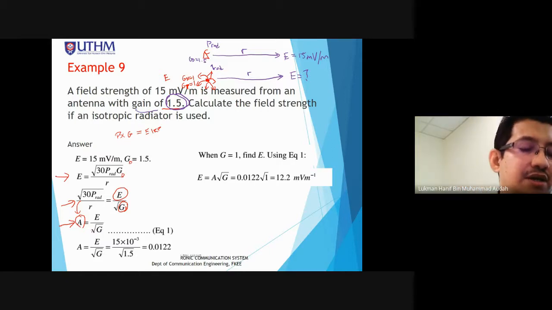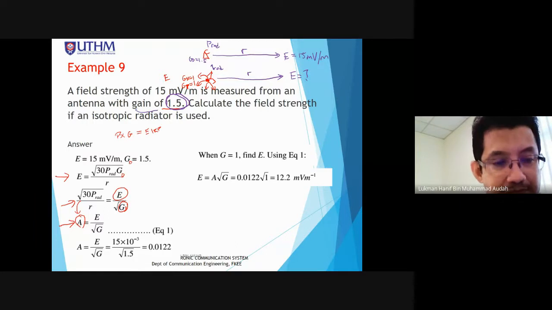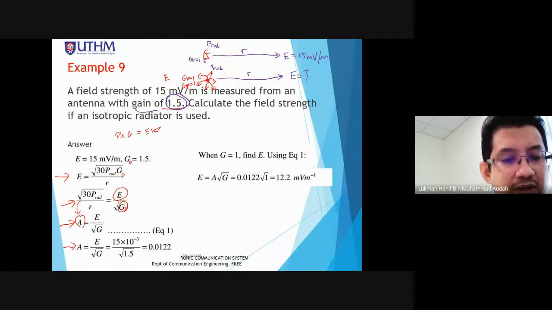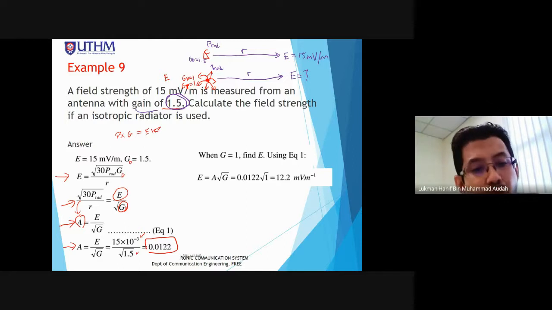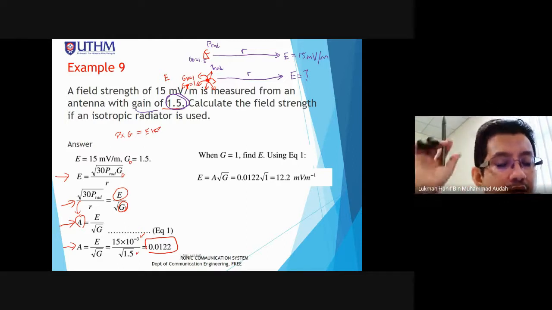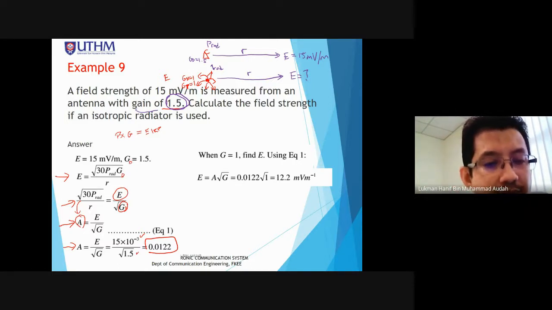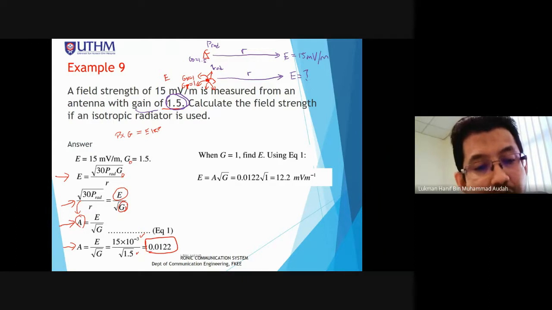Okay, so A bersamaan dengan E dibahagikan dengan G. Okay, so dalam kes ini, kita boleh cari A bersamaan dengan E dibahagikan dengan G. So E field divide with the directivity gain, so we get parameter A equal to 0.0122. Okay, ini kalau kita menggunakan ini kita mencari nilai A untuk kita dapatkan E field dan untuk kita dapatkan nilai P radiation dan juga R.